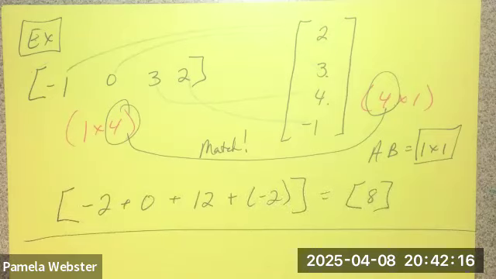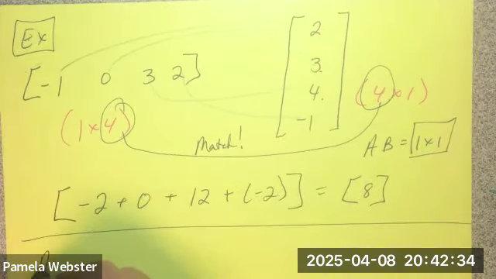What they do in your book is they just kind of start saying, what if A is this? What if B is that? What if C is that? What if D is that? So let me give you 4 different matrices and we'll see.